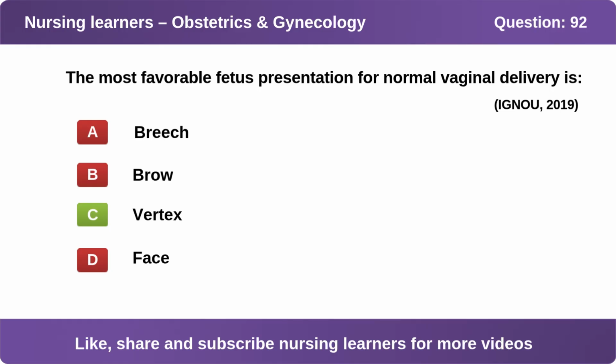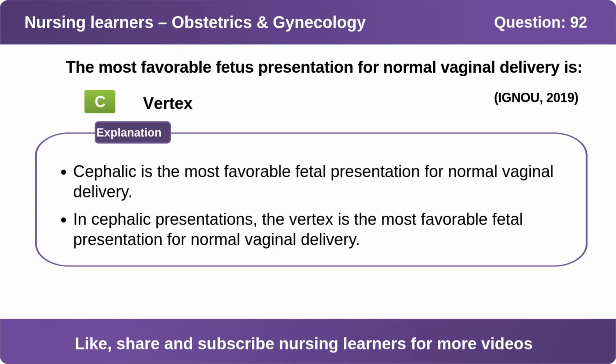The correct answer is C. Vertex. Cephalic is the most favorable fetal presentation for normal vaginal delivery. In cephalic presentations, the vertex is the most favorable fetal presentation for normal vaginal delivery.